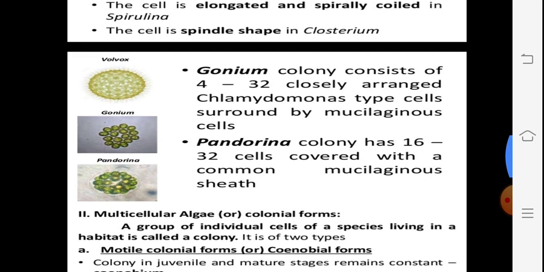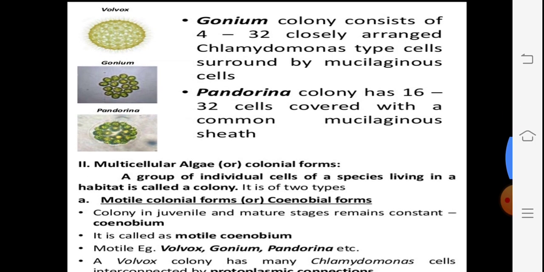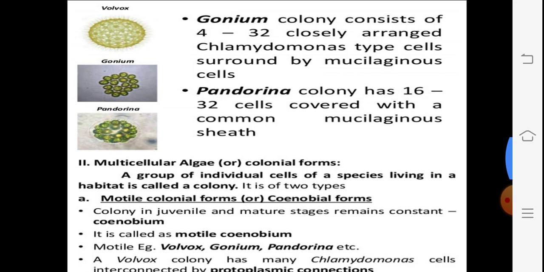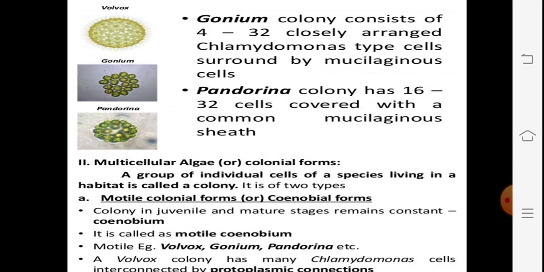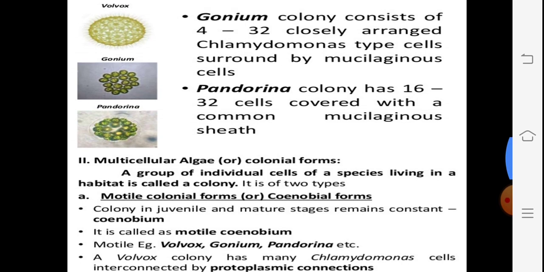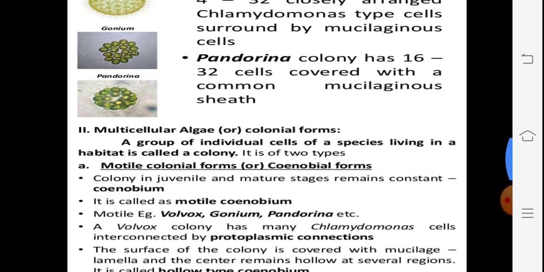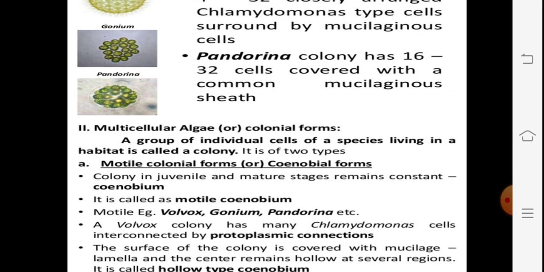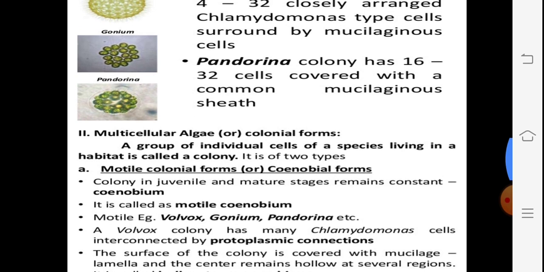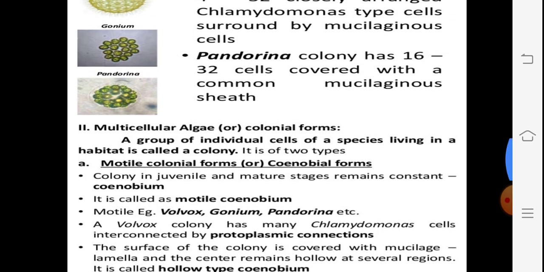Then Gonium, Volvox, Pandorina, Eudorina are from this Volvocales. The colony consists of 4 to 32 closely arranged Chlamydomonas-type cells, and they are attached due to the mucilage, right? Pandorina has 16 to 32 cells, and they are generally seen.